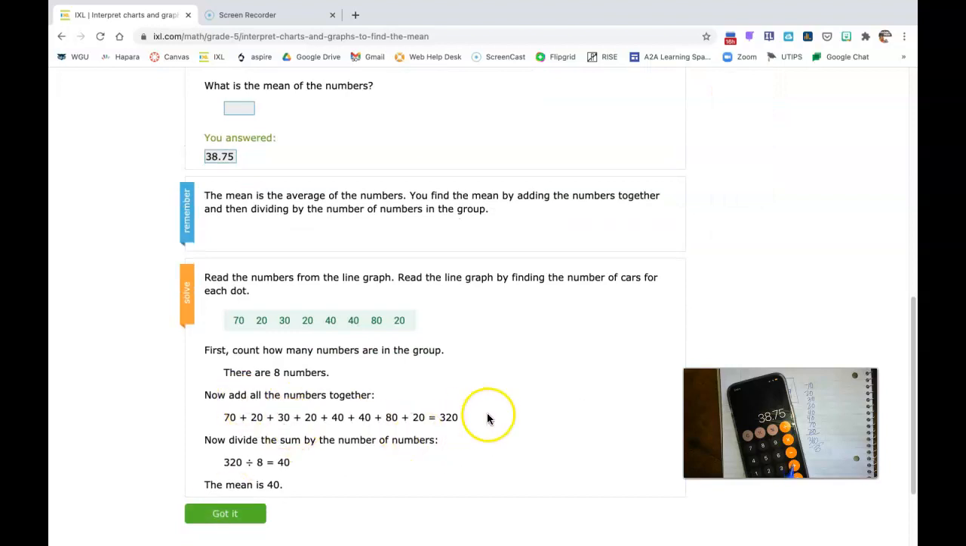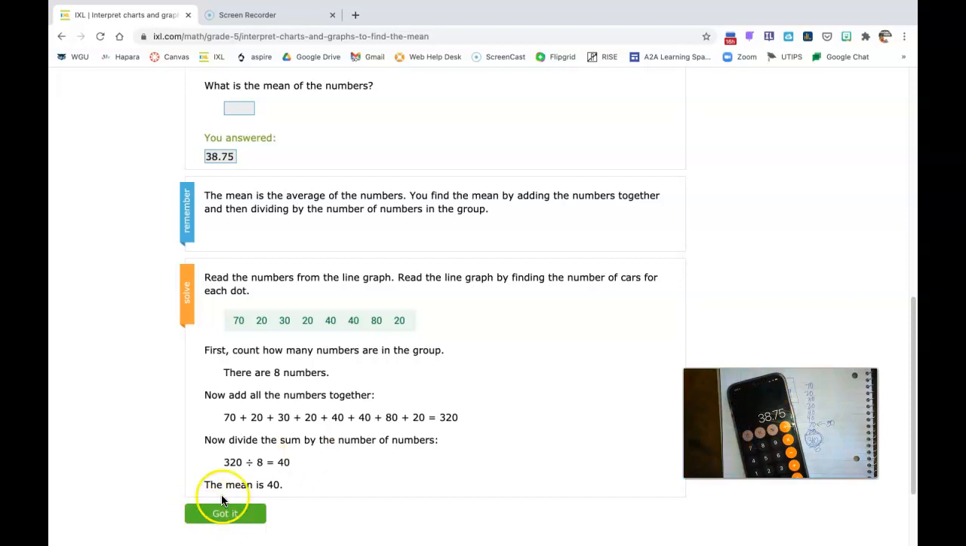When I added them, I should have gotten the sum of 320. When I added my numbers, I got the sum of 310. So that just tells me I made a calculator mistake, because I added 70 plus 20 plus 30 plus 20 plus 40 plus 40. Oh, I wrote this number down right here. It should have been 80 and then 20.